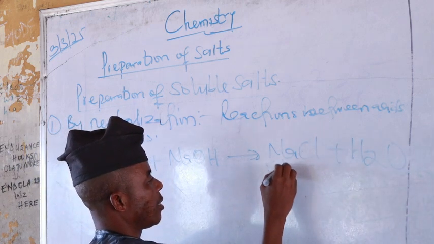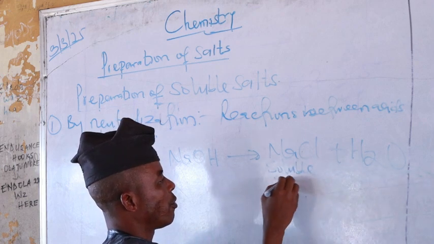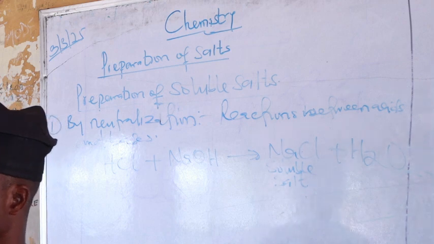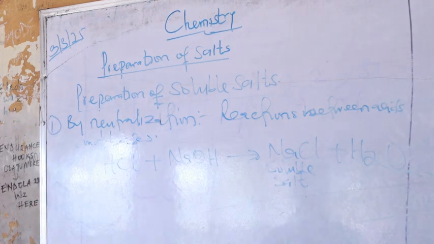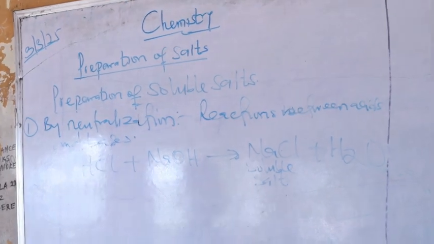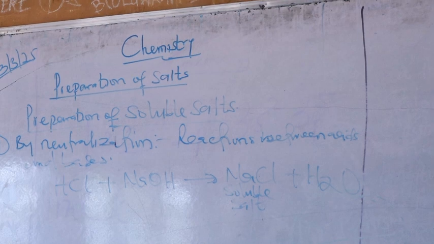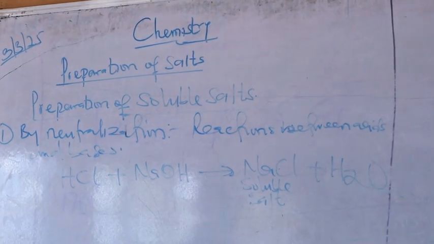This salt here is an example of a soluble salt. Sodium chloride is a soluble salt. Are we together? So that is one method of preparing a soluble salt, by a reaction between acid and base, which we refer to as neutralization.